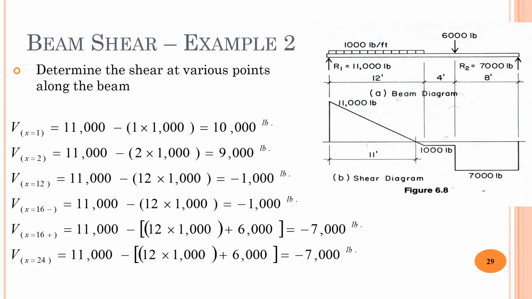it would have been R1 minus 1,000 times X. So that would have been your shear force expression for right to the UDL, right? Now, remember, R1 is 11,000. When X equals 11, you know that V is equal to 0. So it crosses right here, right?